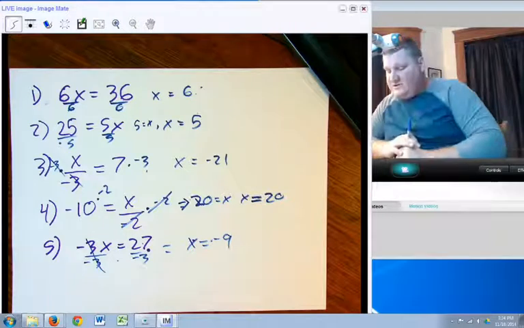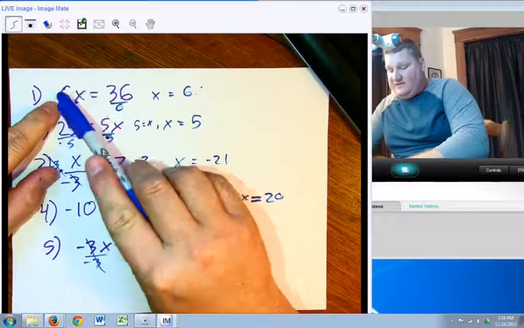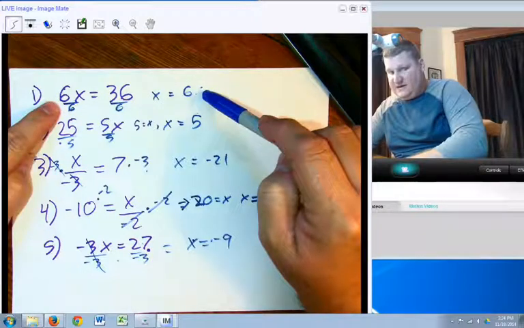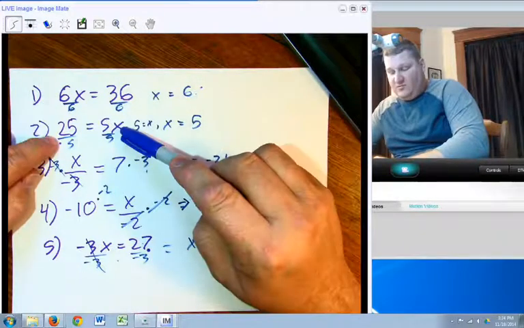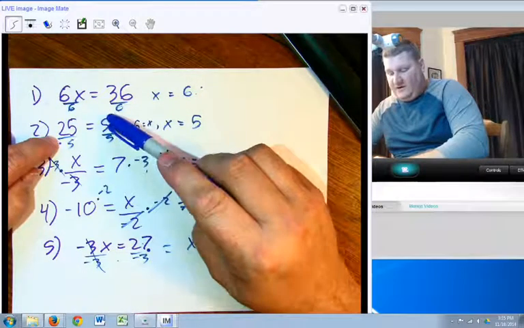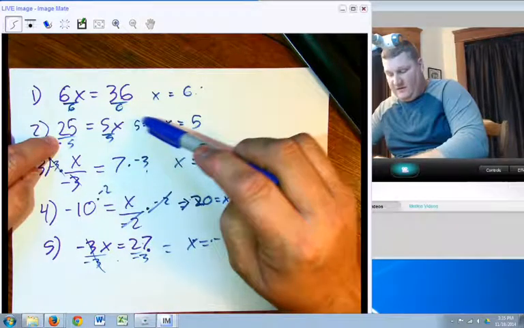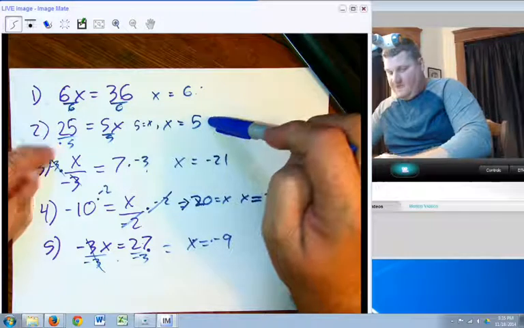Okay, ladies and gentlemen, take a look here. In this case, it's 6 times x. You divide both sides by 6. You get x equals 6. In this case, you have 25 equals 5 times x. So I divide by 5 both sides, and 5 equals x. Now, of course, if 5 equals x, then x has to equal 5.